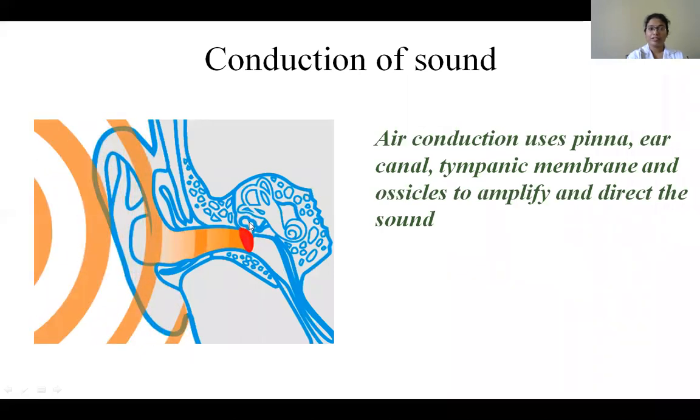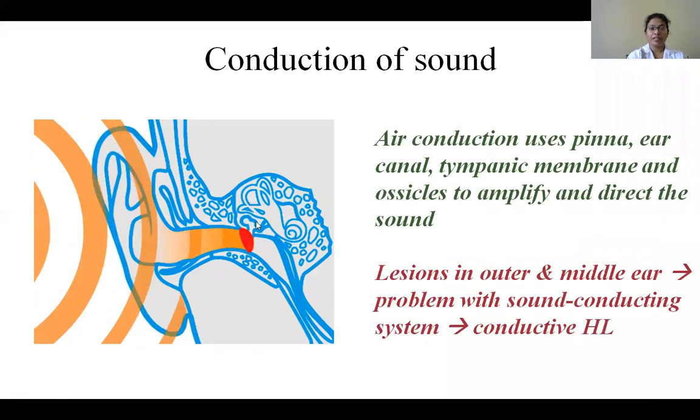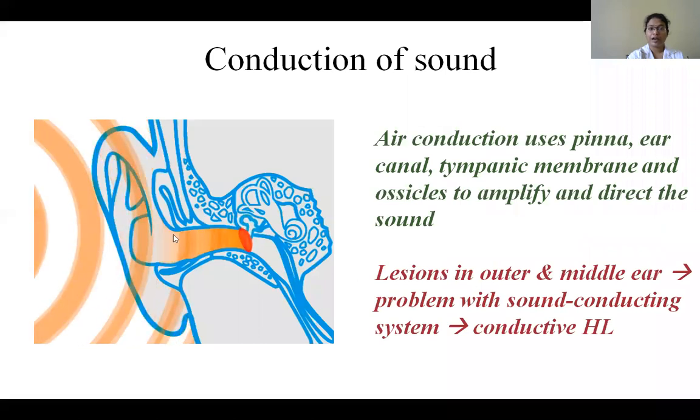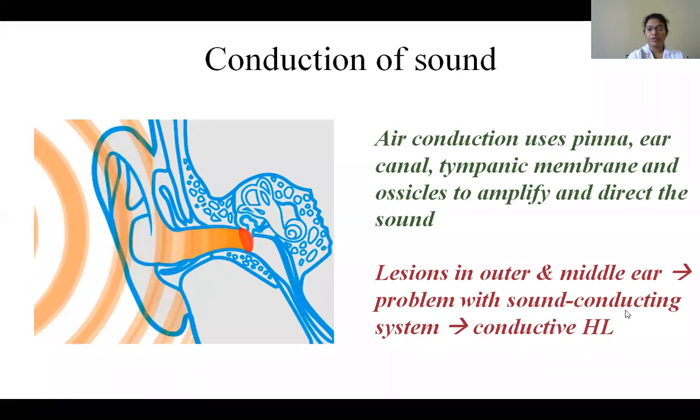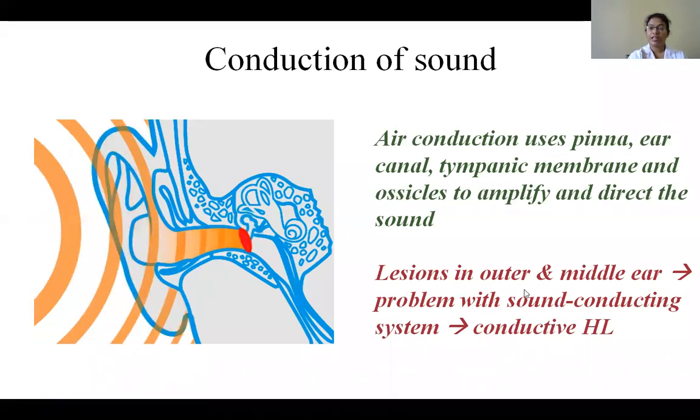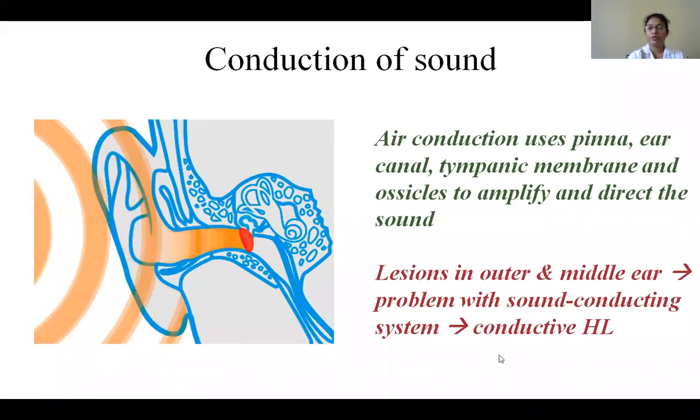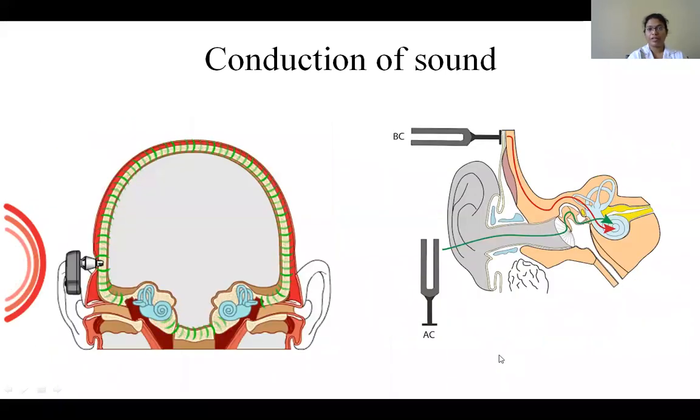So as a result of this, the lesions in either the outer ear or the middle ear will lead to issues with the sound conduction. So whenever there is a lesion in the outer or middle ear, it will lead to conductive hearing loss. Whereas, let us see about the bone conduction.